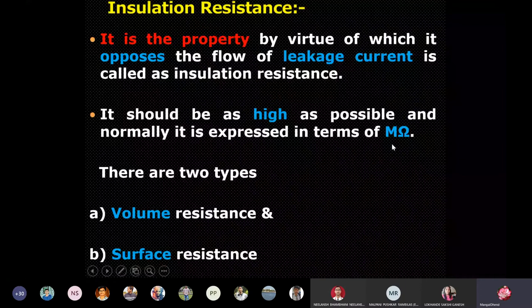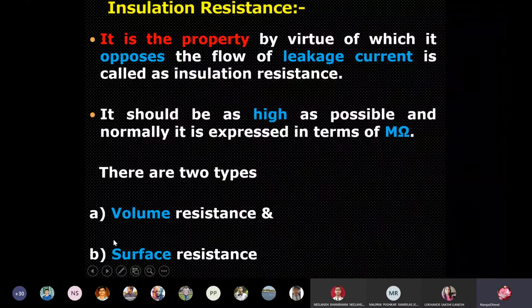There are two types of insulation resistance. What are the two types? Volume resistance and surface resistance. Now you know the meaning of volume. Suppose you are using a mobile, attending my session with a mobile. What is the volume of the mobile? If you are attending with a PC or laptop, what is the volume of your laptop? That is the resistance given by the volume of the object.